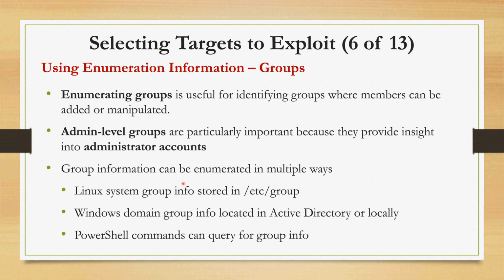So group information can be enumerated in multiple ways. In Linux, from this particular folder right here. For Windows domain, group information can be found either locally or within the Active Directory, obviously, for domain environment. And PowerShell commands also can, if the attacker is able to access PowerShell and run PowerShell commands, they can query and retrieve group related information, making it very much the preferred method for enumeration in Windows environments.